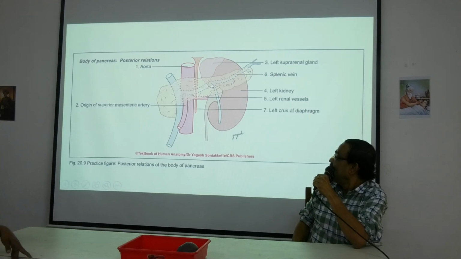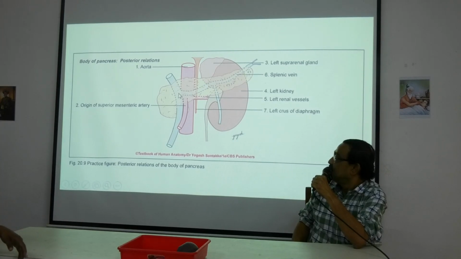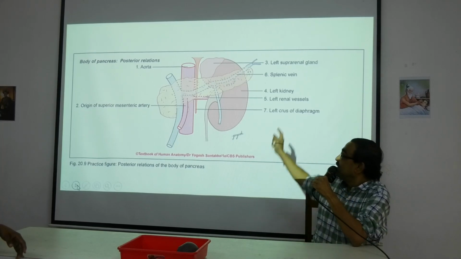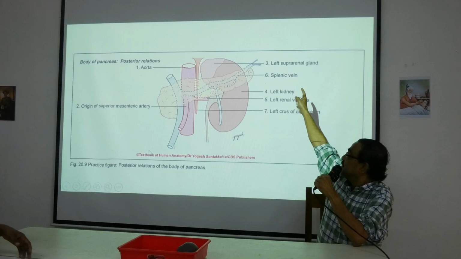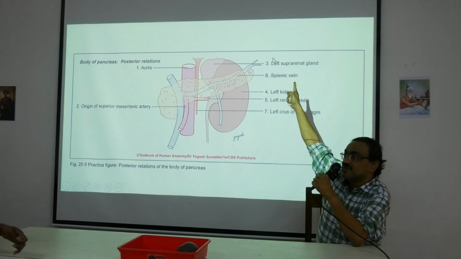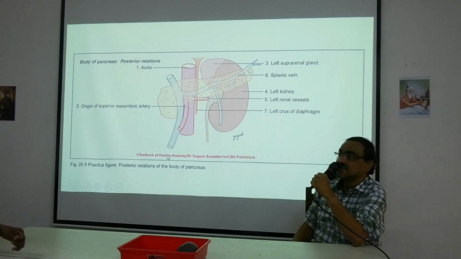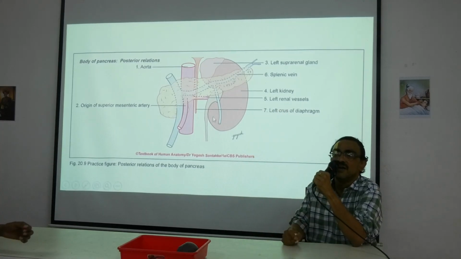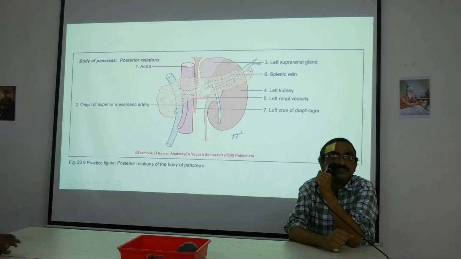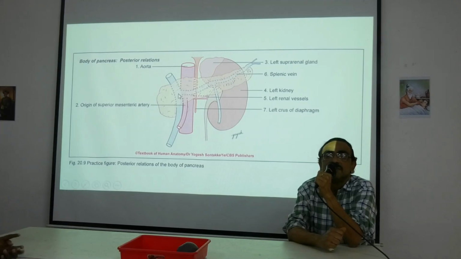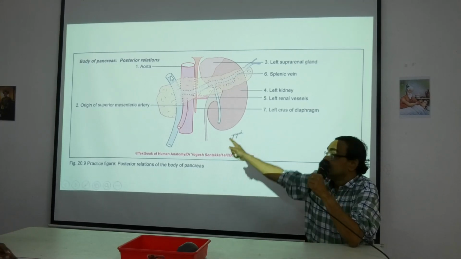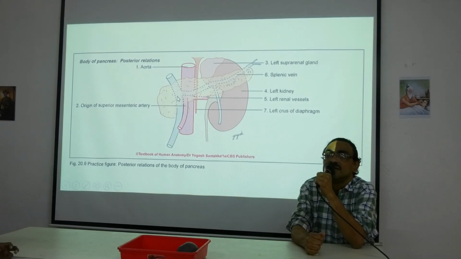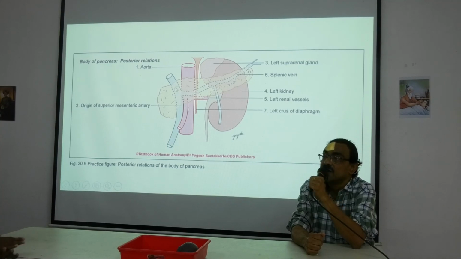Okay, and here we can keep, and posterior to the body of the pancreas, we can find one vein coming from the spleen. Spleen is there. Splenic vein. This splenic vein, and you can see from below on the right side, the superior mesenteric vein. These two veins join at the neck of the pancreas. Formation of the portal vein.